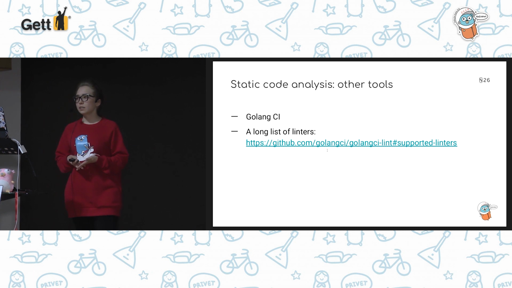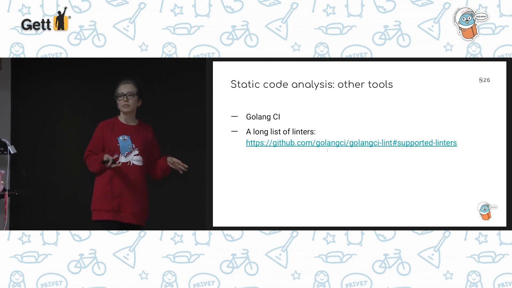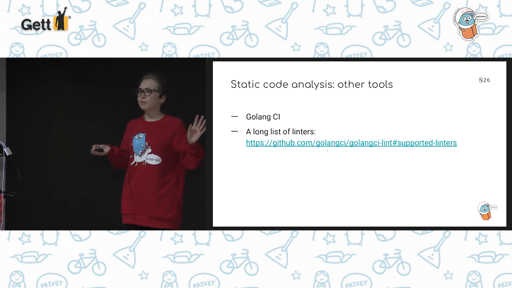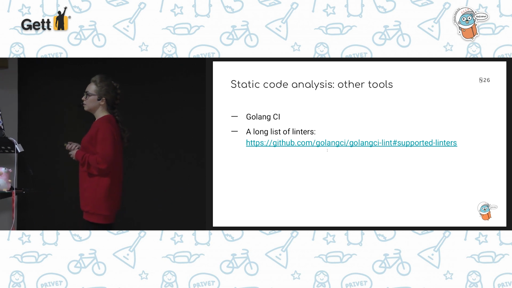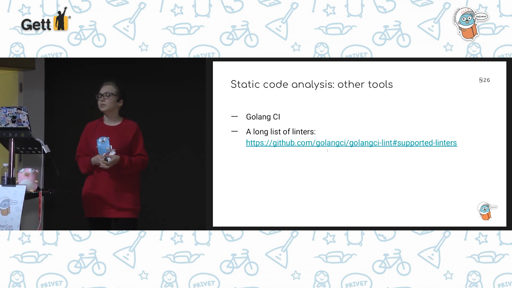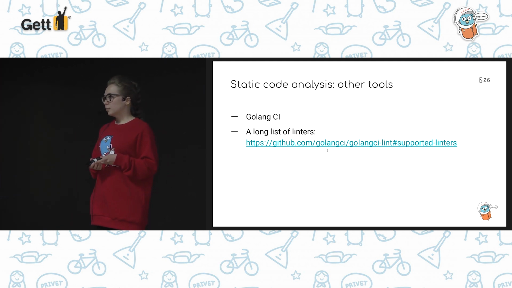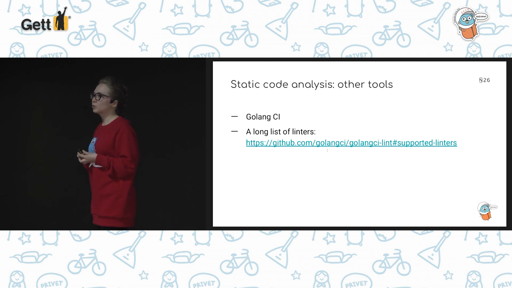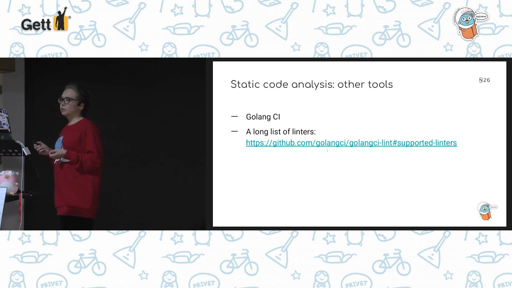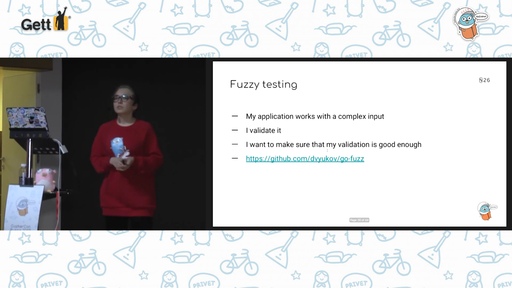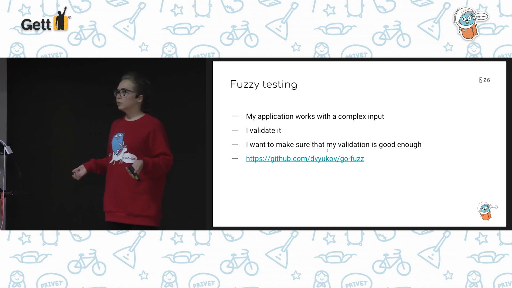If you were in the adjacent room before the lunch, you probably heard about GolangCI. GolangCI can launch multiple linters at the same time, so if you have not seen this presentation, I encourage you to review it later, because in fact, on top of those linters, you can find lots of other security tools that can increase the level of security of your application. So, again, another thing that I would like to mention to you is unhandled errors.